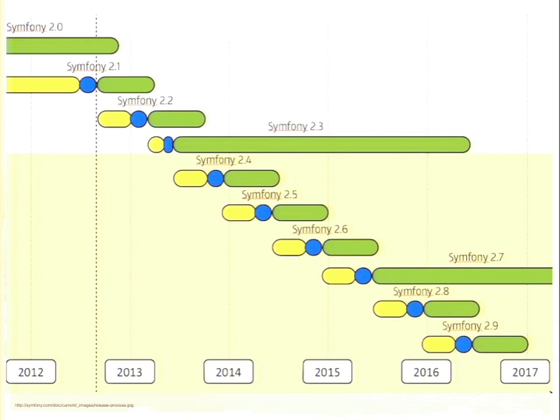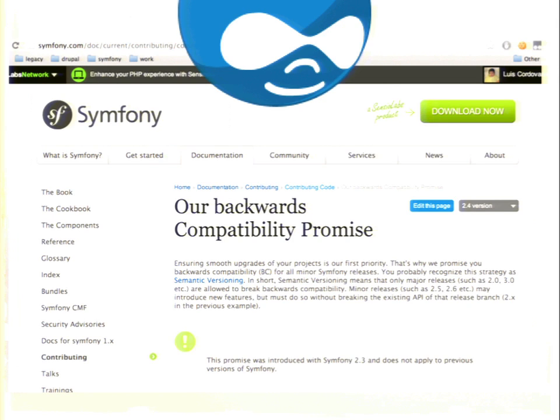The reason why, in order to have an orderly release cycle, an orderly process of not making our users break their software or whatever they build on top of it, is that Symfony released a backward compatibility promise document, which tries to address these problems for people that use Symfony. And in this case, Drupal is a big user of Symfony.